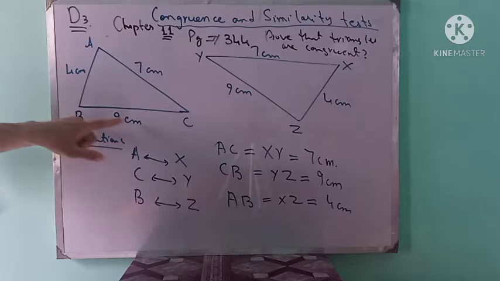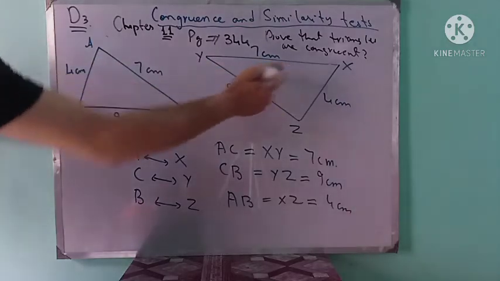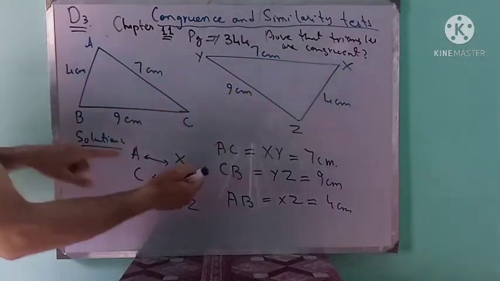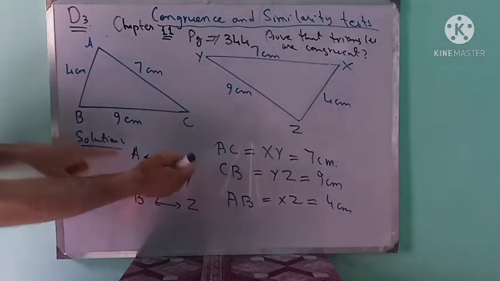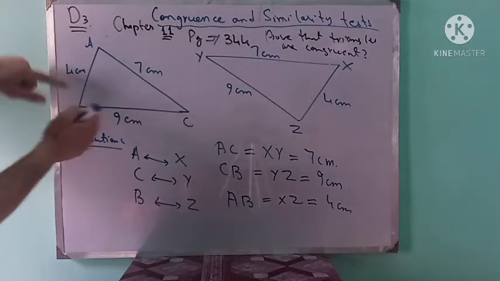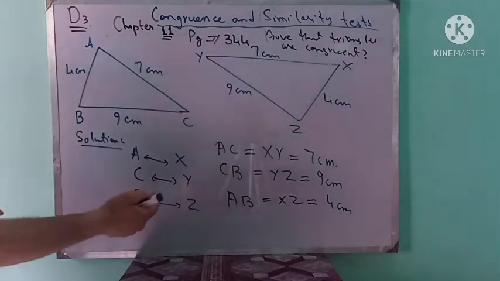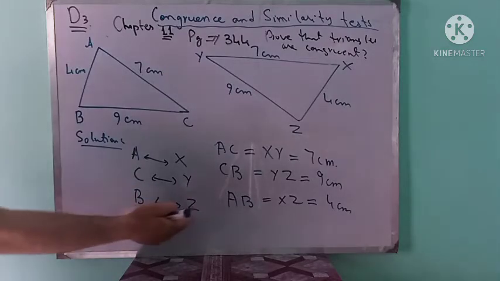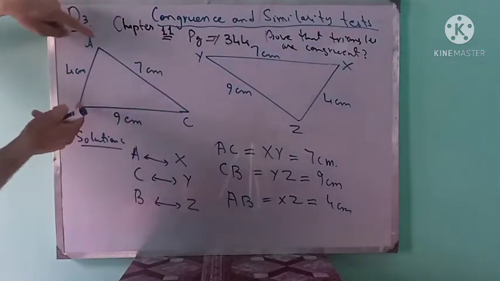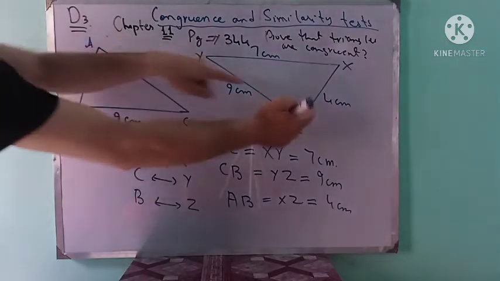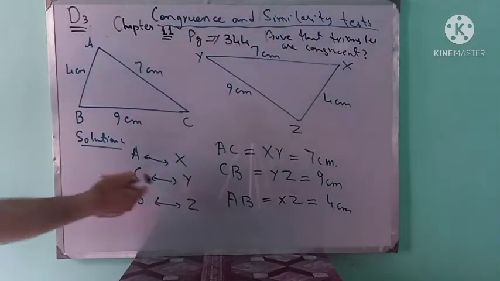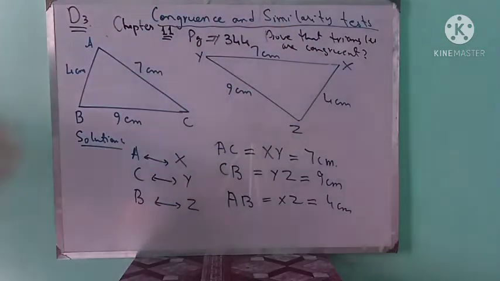In front of 9 there is A, here in front of 9 there is X. So A and X are corresponding vertices. And then in front of 7 there is B, here in front of 7 there is Z. So B and Z are corresponding vertices. And here in front of 4 there is C, here in front of 4 there is Y. So C and Y are corresponding vertices.